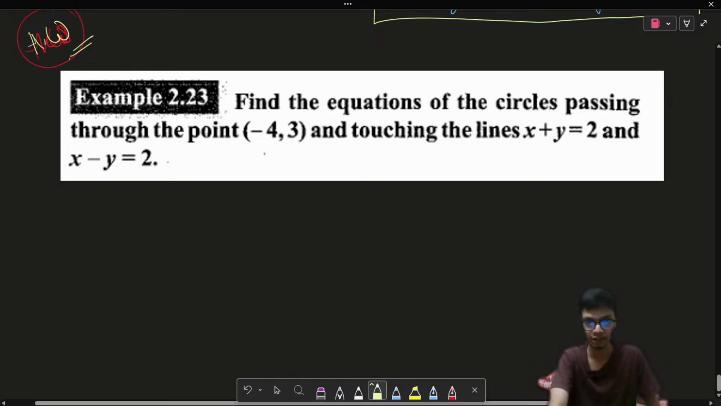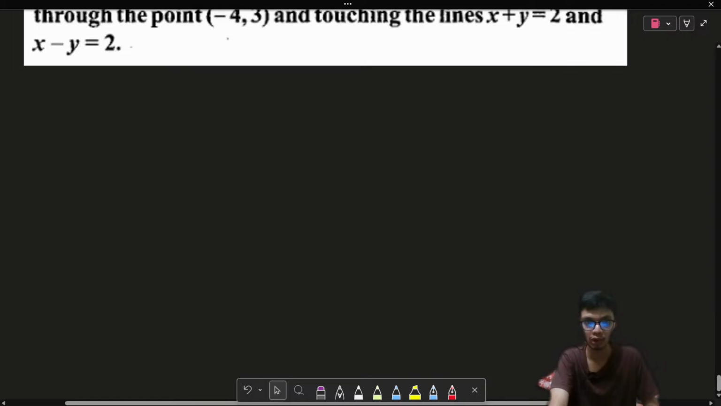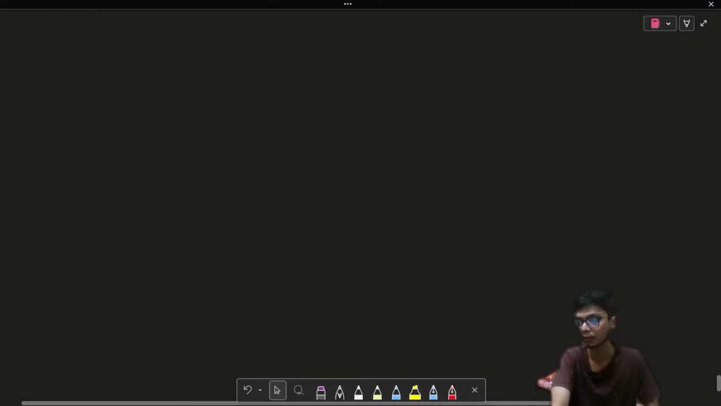So I hope you have taken a screenshot of this problem and tried to solve it, and do let me know whatever answer you're getting in the comment section.